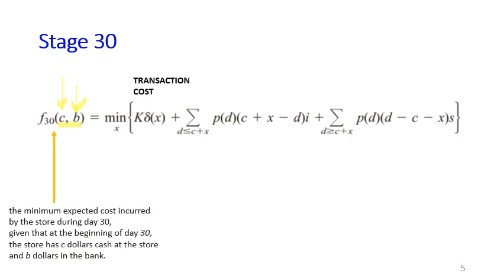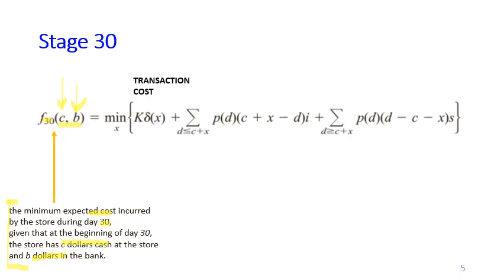F30(C,B) means the minimum expected cost. So F is cost incurred by the store during day 30. This explains the 30. Given that at the beginning of day 30, the store has C dollars cash at the store and B dollars in the bank. So this is the complete definition of F30(C,B).